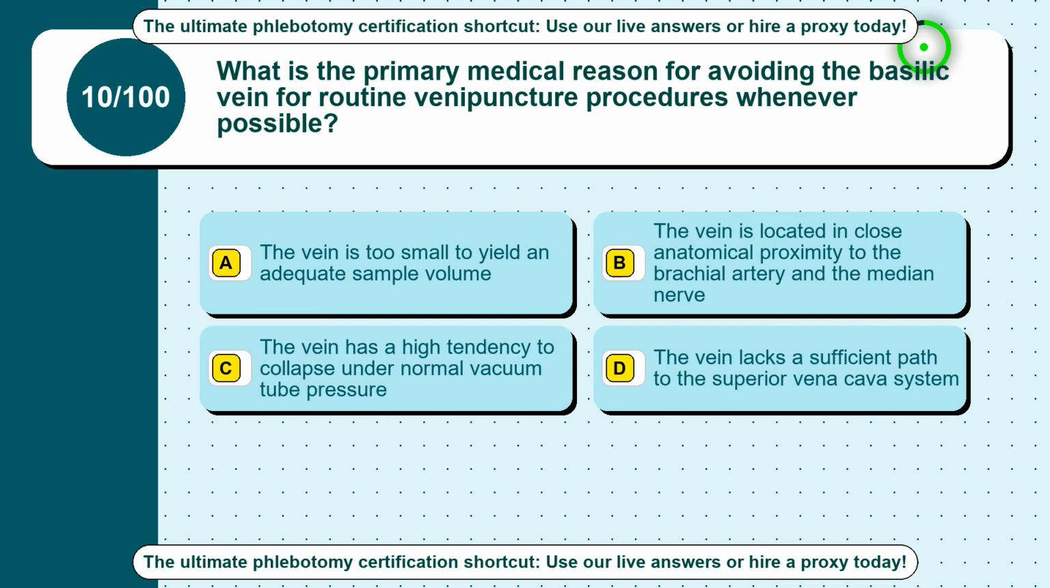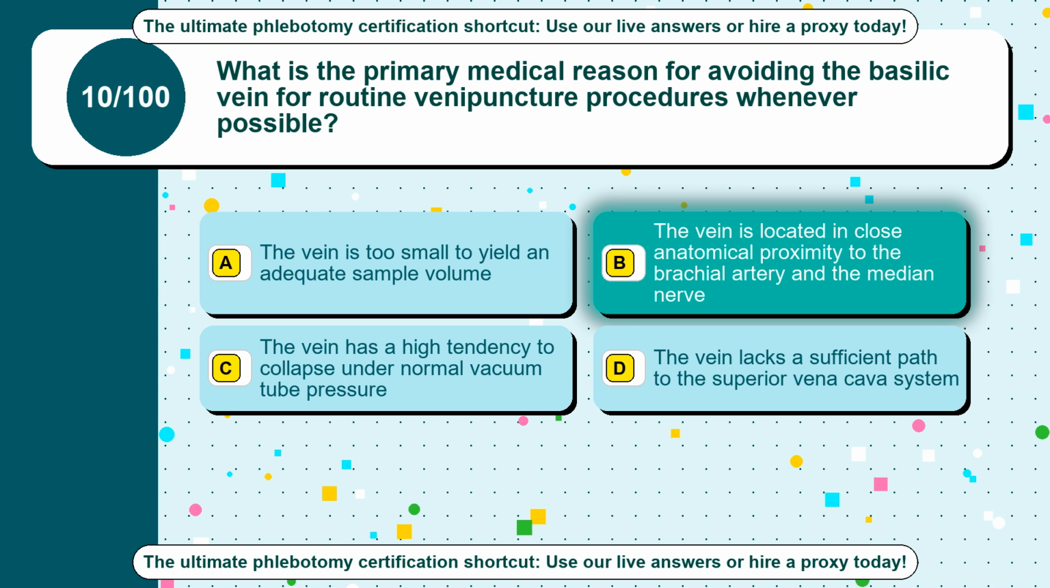Question 10. What is the primary medical reason for avoiding the basilic vein for routine venipuncture procedures whenever possible? Option A. The vein is too small to yield an adequate sample volume. Option B. The vein is located in close anatomical proximity to the brachial artery and the median nerve. Option C. The vein has a high tendency to collapse under normal vacuum tube pressure. Option D. The vein lacks a sufficient path to the superior vena cava system. The correct answer is option B.